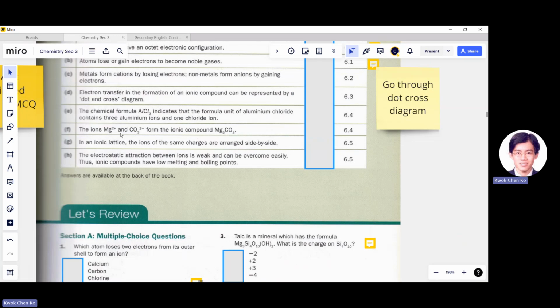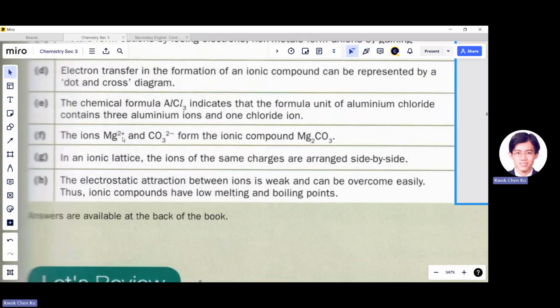This one, the ions Mg2+ and CO3 2- form the ionic compound Mg2CO3. Why is it wrong?